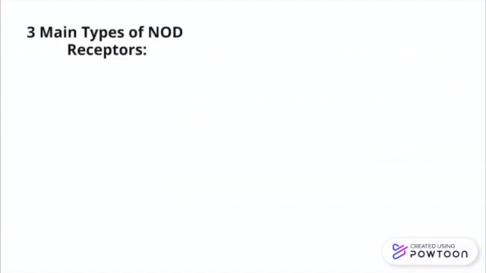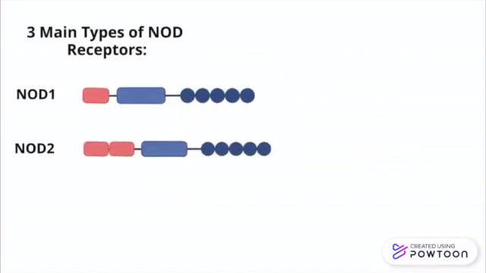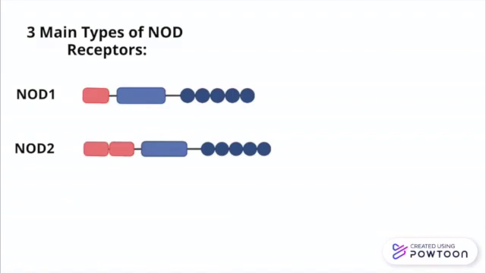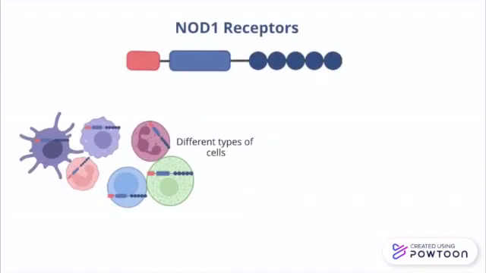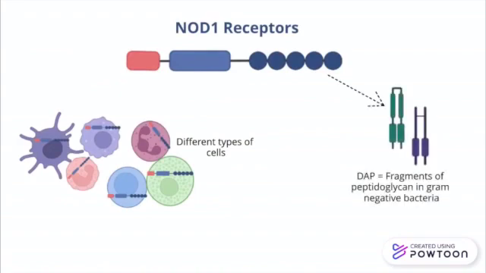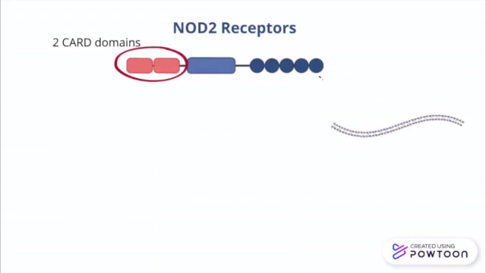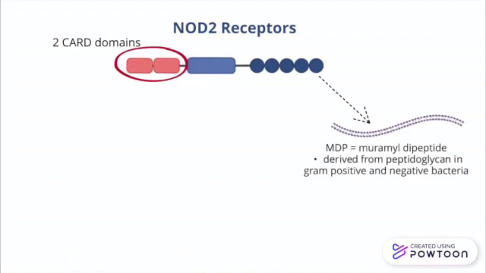There are three main types of NOD receptors, NOD1, NOD2, and NLRP3, but we'll focus on NOD1 and NOD2 in this case. NOD1 receptors are found in several cell types and are specific for fragments of peptidoglycan in gram-negative bacteria. While NOD1 has one CARD domain, NOD2 has two CARD domains, hence the respective names. The NOD2 receptor is an intracellular sensor for MDP, a small peptide that is derived from peptidoglycan that is found in both gram-positive and negative bacteria.